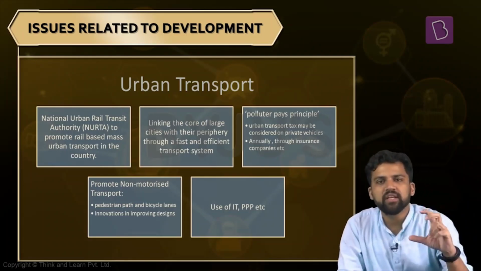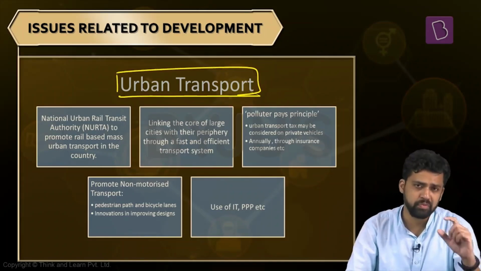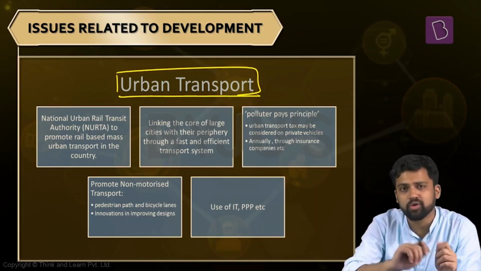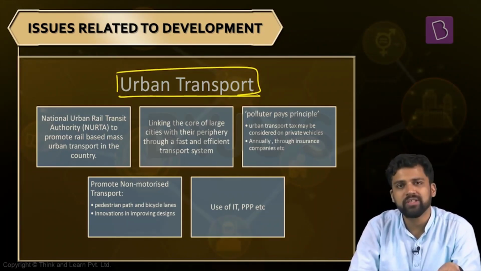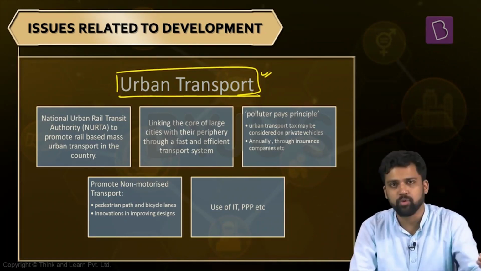Now we look at certain policies for urban areas. One of the challenges in urban areas is the issue of urban transport. Now what is the problem with urban transport? In urban areas, population density has increased significantly. The urban infrastructure has not been able to keep pace with the population density. So what has happened? Because of this, there is a lot of congestion in urban areas. This impacts urban transport, and because of this congestion, the speed of transport has decreased significantly.